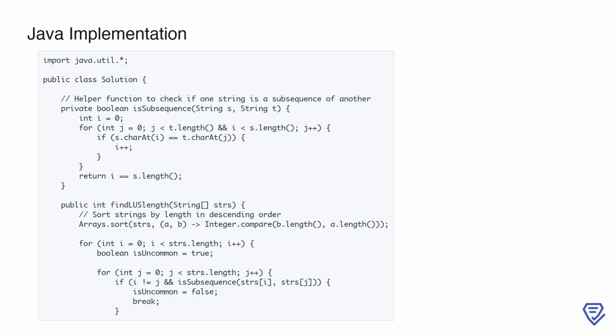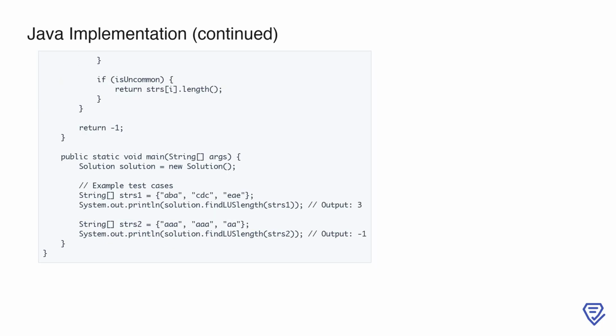Next, in the findLength method, we sort the input array strs in descending order of string length. Sorting ensures that we check longer strings first, as they have the highest chance of being uncommon. Then, for each string in the array, we assume it might be uncommon and set a boolean isUncommon to true. We compare the current string with every other string in the array. If the current string is found to be a subsequence of another string, we set isUncommon to false and break out of the inner loop.